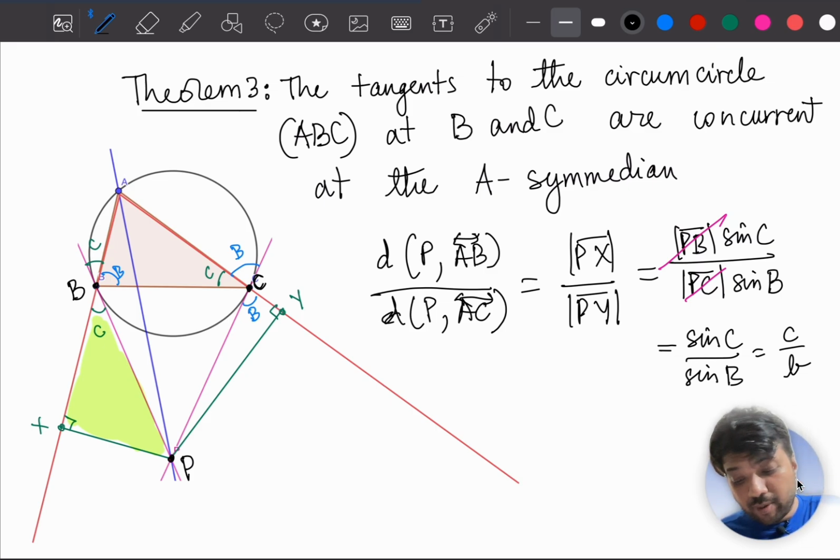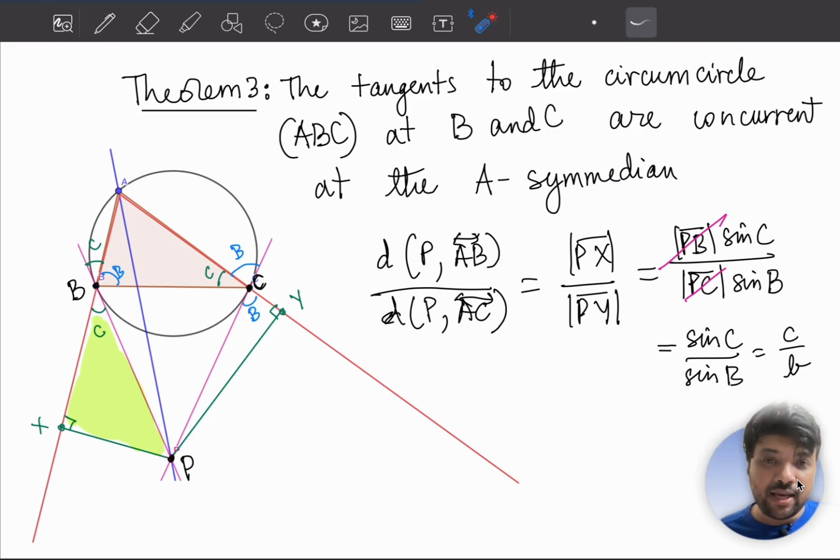So we proved that the ratio of perpendicular distances from P to AB and AC is in the ratio of the sides C is to B, and from theorem 2 we know therefore that P must lie on the A-symmedian. So AP is indeed the A-symmedian, okay.